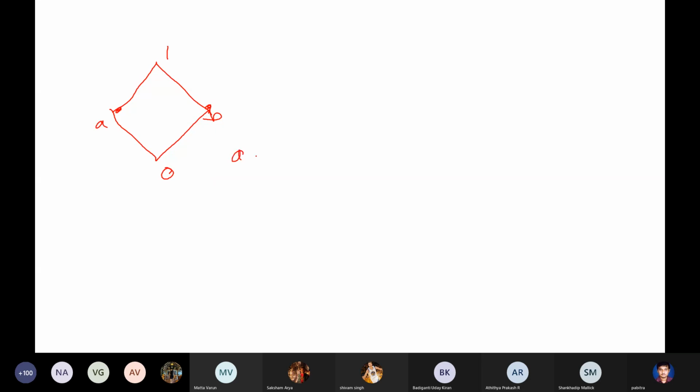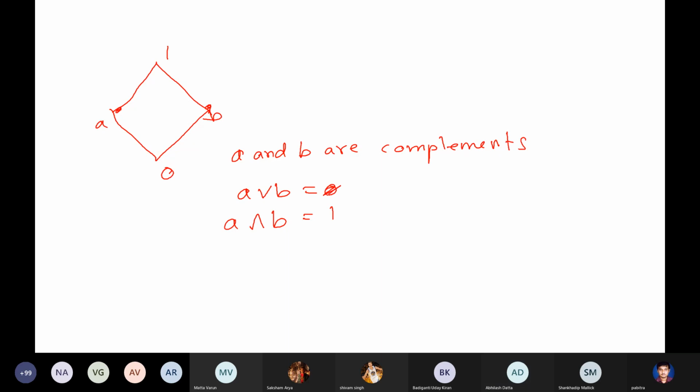Okay, you see A and B are complements, because A meet B is 0 and A join B is 1. They are complements. Sir, A join B will be 1. Yes, I'm again making this mistake. Good, you are not making the mistake. All right, so A and B are complements. So usually what happens is that, let's take this lattice.